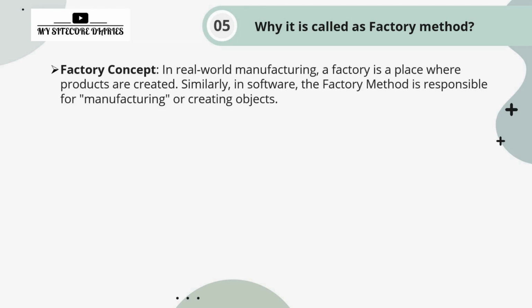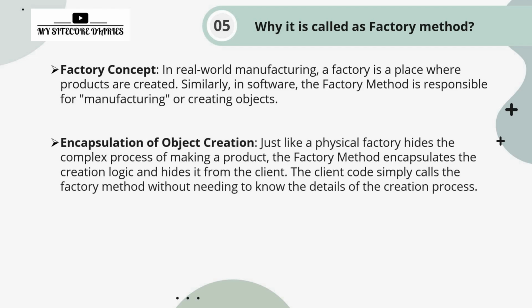So factory concept. In the real world, in manufacturing, a factory is a place where products are created. So in a factory, your products are getting created. Similarly, in this method, we are creating the instance of an object, an instance of a class. So we are manufacturing the objects. Okay, so that's the reason the concept of factory is implemented.